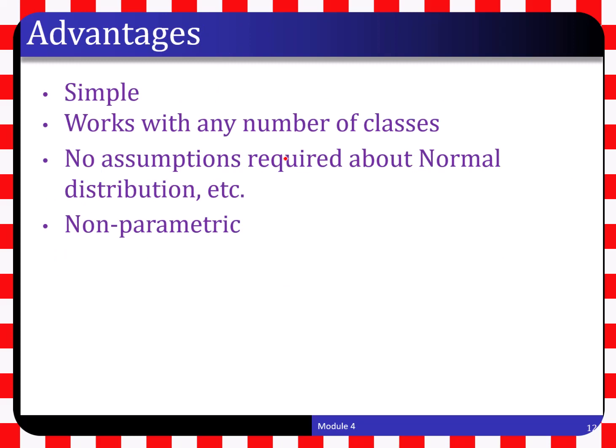So what are the advantages of this model? Basically, the K nearest neighbors model is very simple. It works with any number of classes, and we don't assume that anything is normally distributed, and there are no parameters that we are supposed to estimate. We just pick K, and then we are done.